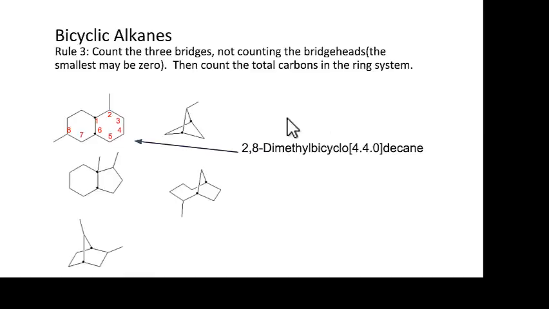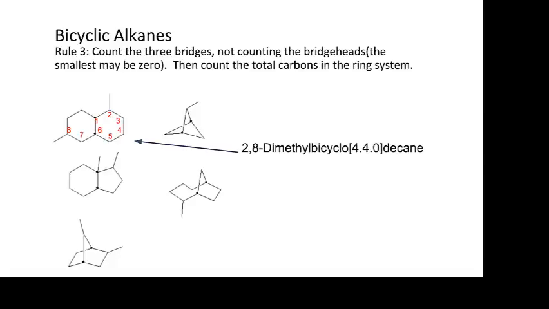Now, what if you have groups attached on there? Well, then you get rule number 3. The rule says start numbering the compound, and just like with the Spiros, you start at a bridgehead. But now it's a little more complicated because you have 2 bridgeheads. With the Spiros, you just had 1 bridgehead, and so it was automatically number 1. But now you have to choose which of the 2 bridgeheads you are going to start as number 1.